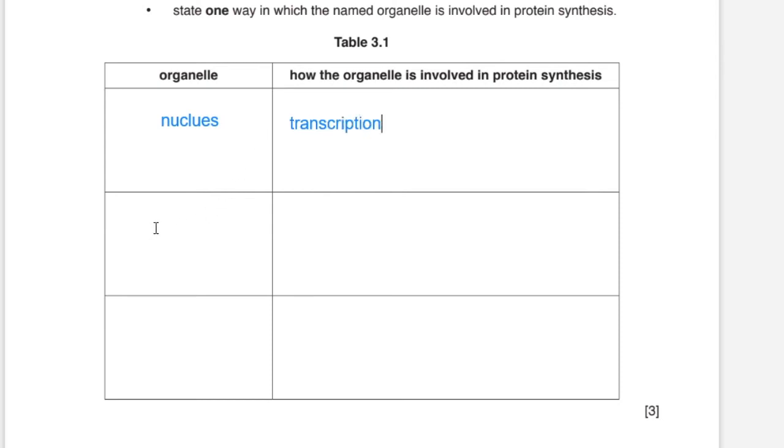Next up we have translation, which takes place in the ribosomes. And last but not least, all of these polypeptides or proteins are modified in the Golgi body. This could be, for example, formation of disulfide or hydrogen bonds.